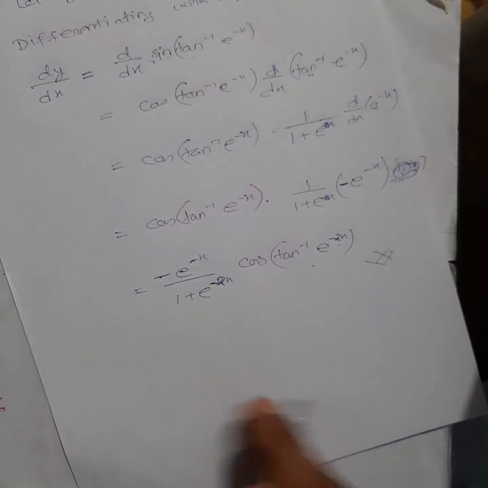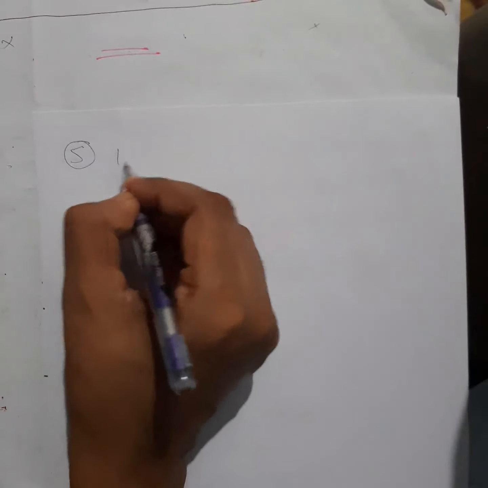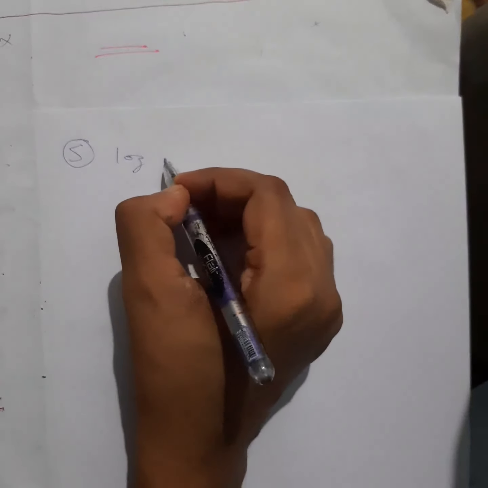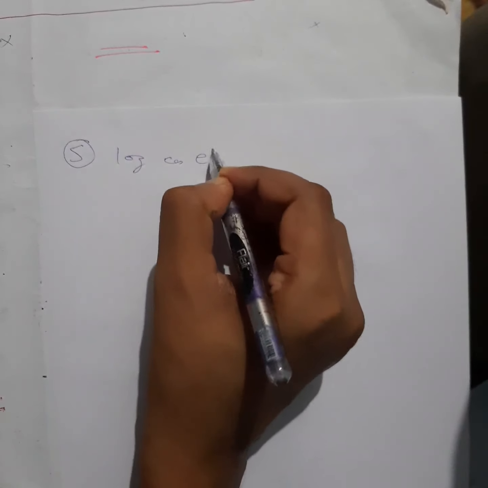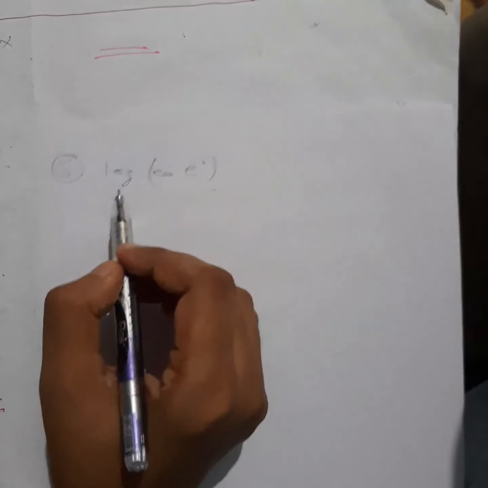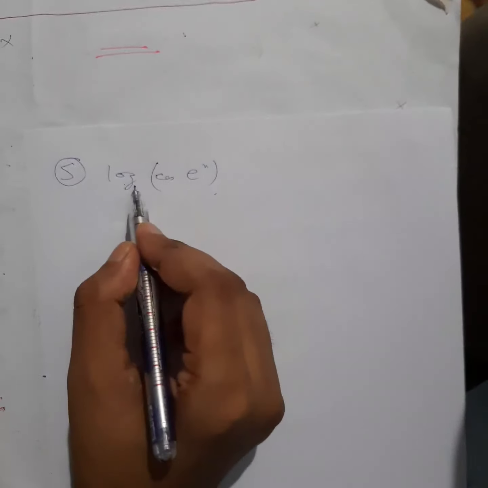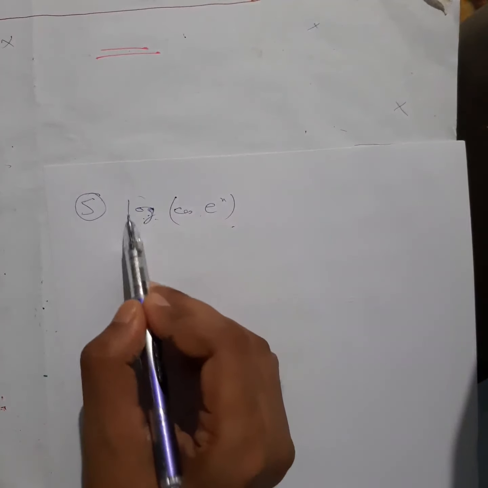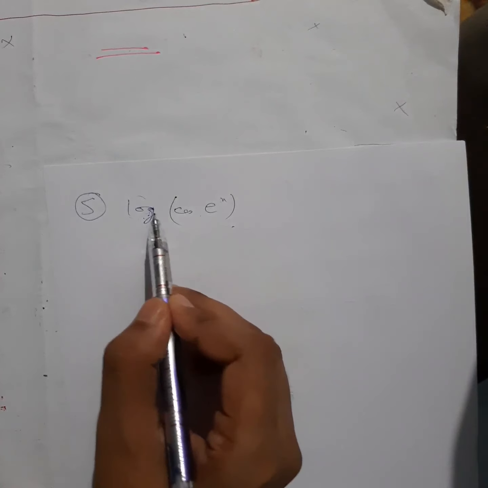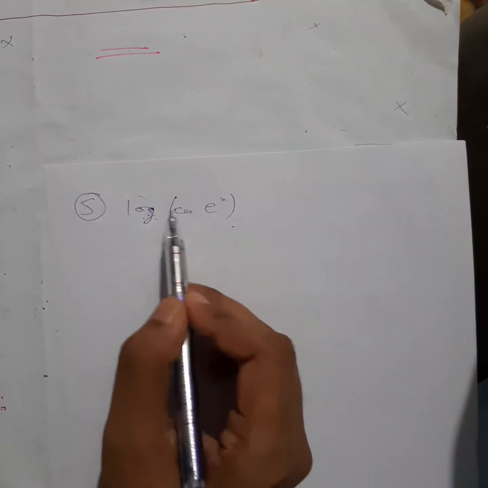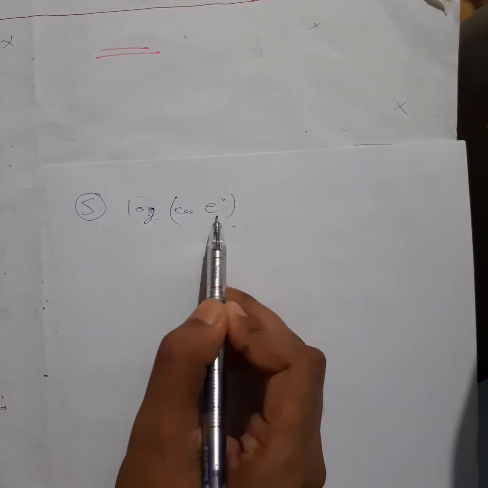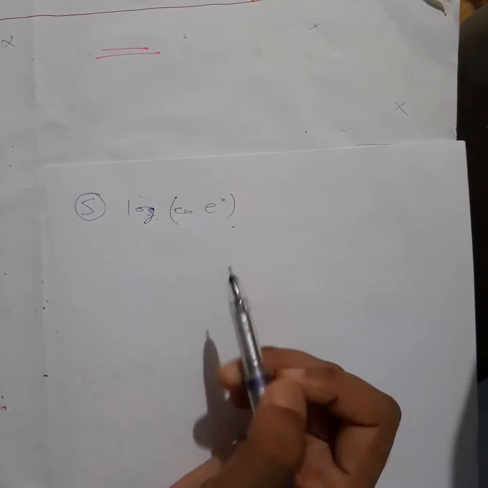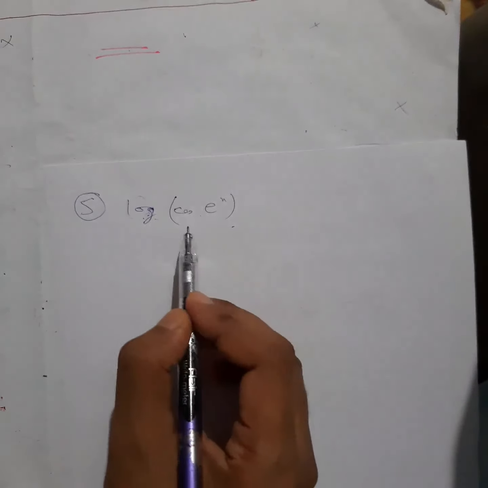Next will be your number 5. So number 5, what is it? Log of cos e to the power x. So this is of the form log x, right? Not product. Again, don't get confused. This is not uv form. This is log. Log alone does not have any meaning. So with x, this is of the form x, right? But in place of x, you have something different. So we will differentiate this one again.